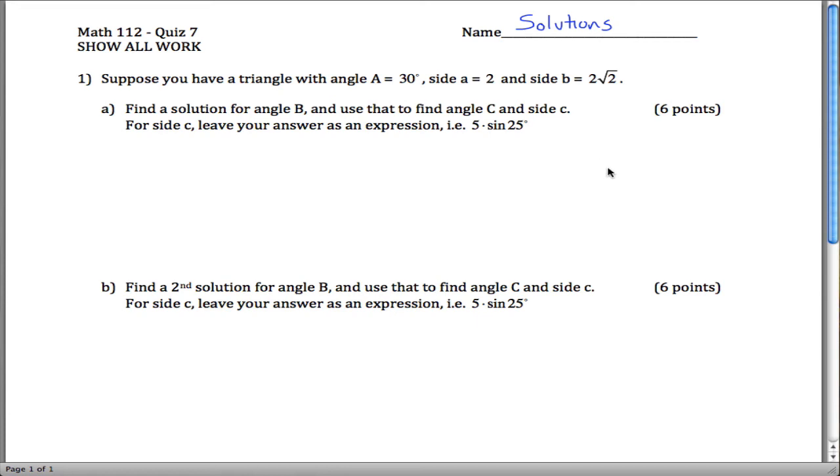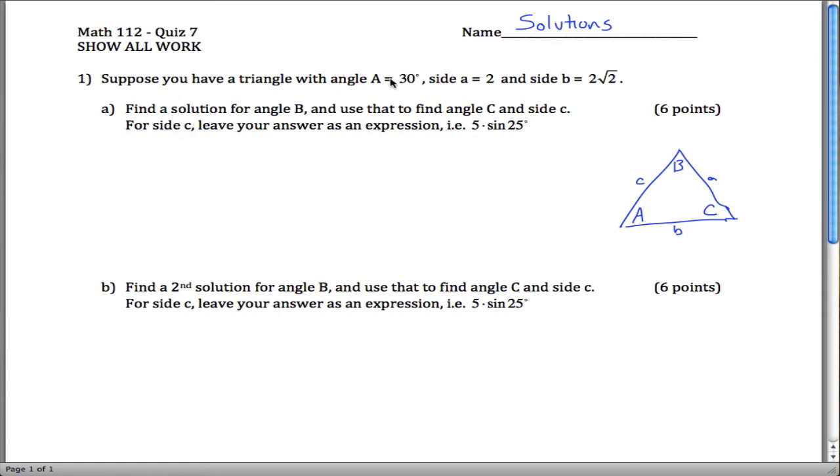Solutions to quiz 7 for Math 112. We have some triangle. I'll just draw a generic triangle. We've got 3 angles. We'll call them A, B, and C. And the way we label these is with the sides of a corresponding letter opposite the side of that angle. In other words, A would go here, B would go here, C would go here.